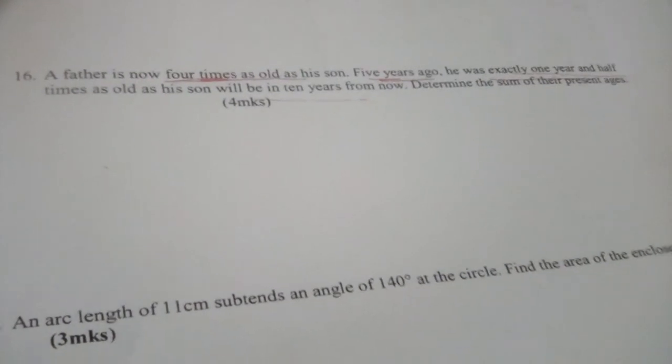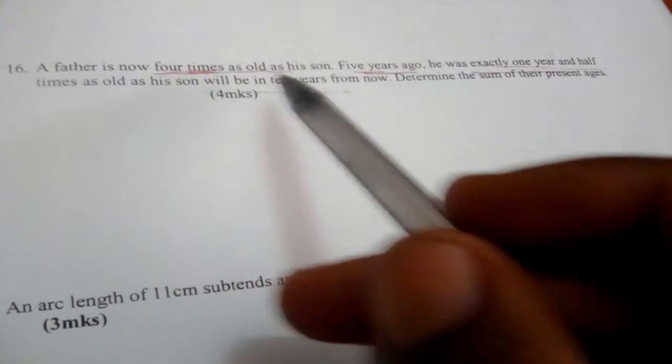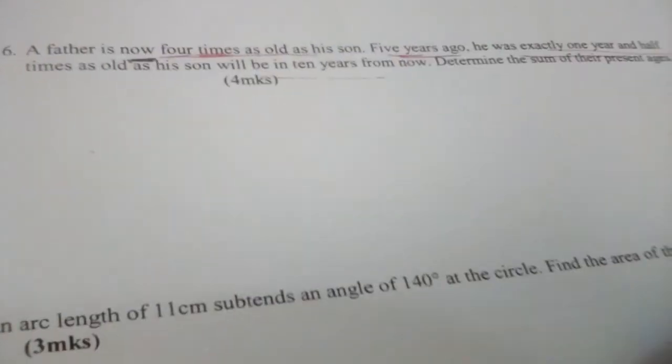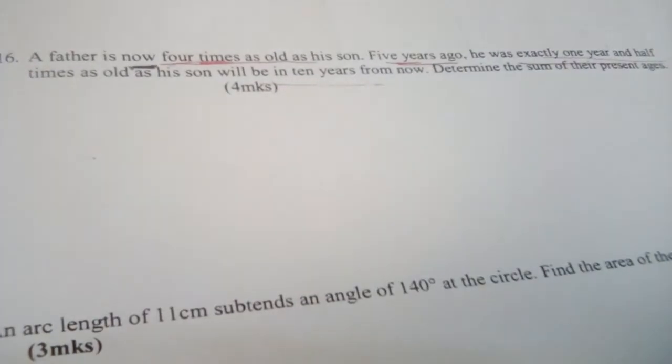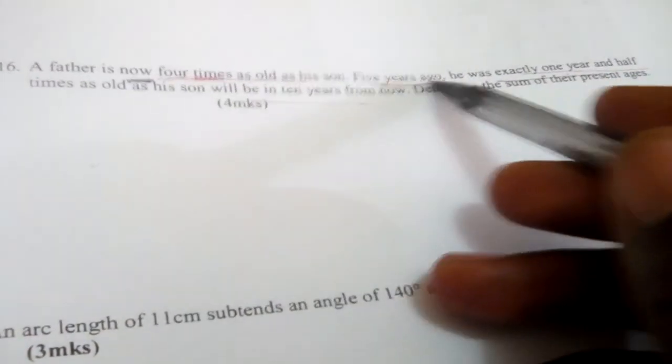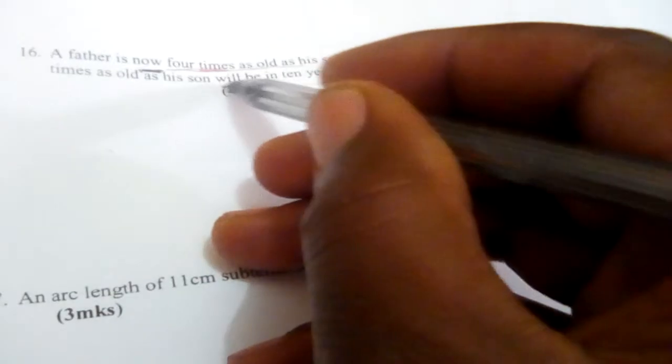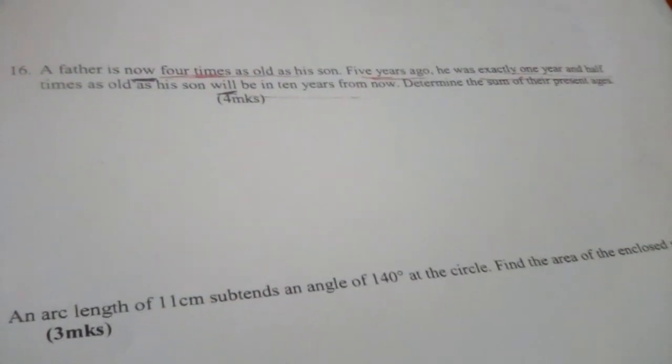Okay, so we read it one more time, and this time we are going to be underlining some important pieces of information. So a father is now. The word now here is going to be very important. Now, 4 times as old as his son, so we have got 4 times. 5 years ago, so we are talking about past here, ago, past. He was exactly 1 year and a half times as old as his son will be. Will is a verb that represents future, in 10 years from now. So determine the sum of their present ages.